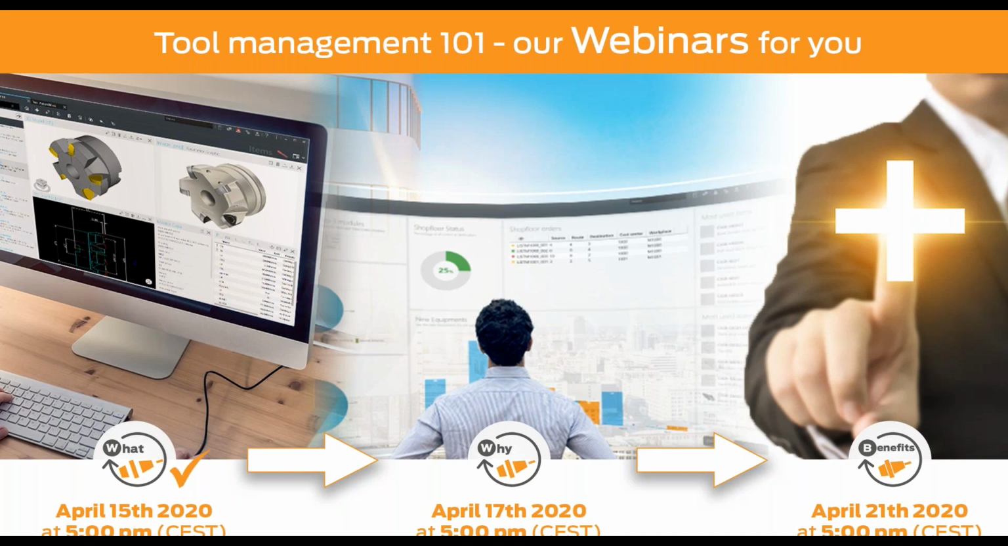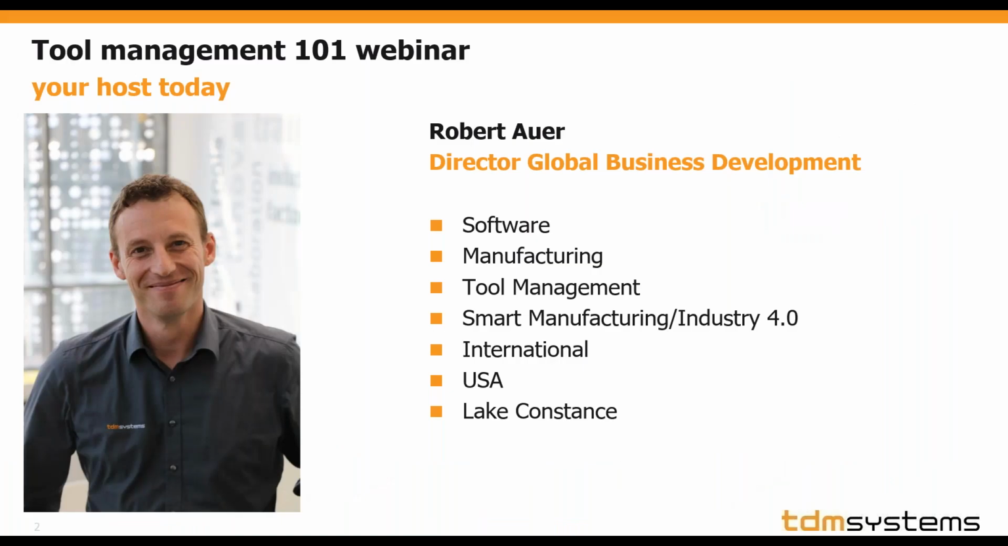How can you find me on LinkedIn? For that, you should know my name at least, right? So let me introduce myself real quick. My name is Robert Auer. I'm Director of Global Business Development at TDM Systems. I'm a software engineer by trade. I spent most of my career in the manufacturing industry, and I'm dedicated to tool management, for over 10 years now. I started long before the Industry 4.0, smart manufacturing hype. My current job is quite international. Right now, I focus mainly on the US, but also India, China, Southeast Asia, and Europe.